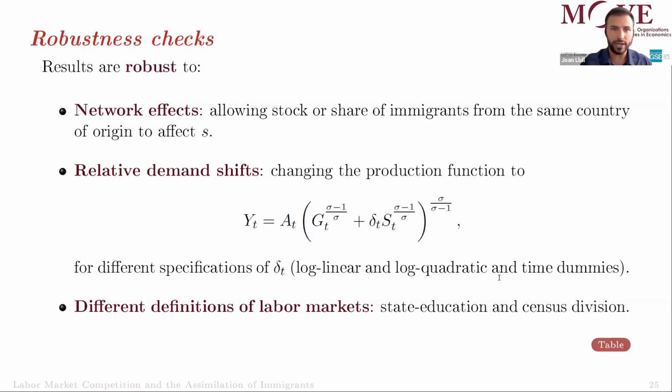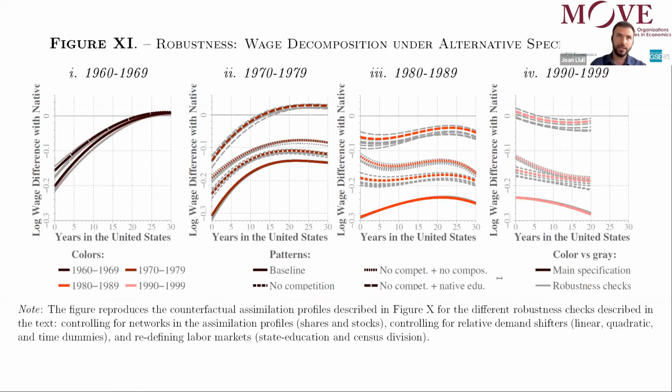But then what we do is the same decomposition I just showed you. And this is the result. The colored lines are exactly the same lines I showed you before, and the gray lines are each of the seven alternative specifications I just described. We didn't bother labeling them here because the point of this figure is not to identify them separately, just to see that each of these lines is very close to the main specification, meaning that our results are very robust to all these issues I just mentioned.